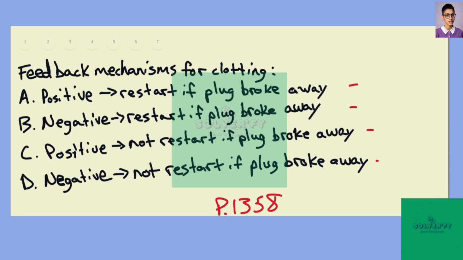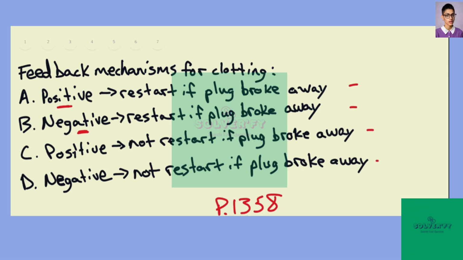So there's a few different ways you could look at this, and this is described on page 1358. In order to answer this question, you have to have a little bit of background of what positive and negative feedback loops are. A positive feedback loop means that the production of something is going to increase more production of it. A negative feedback loop means that the production of something is going to decrease the further production of this thing.